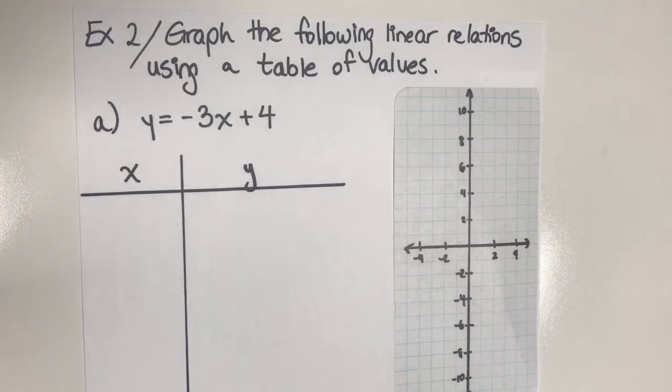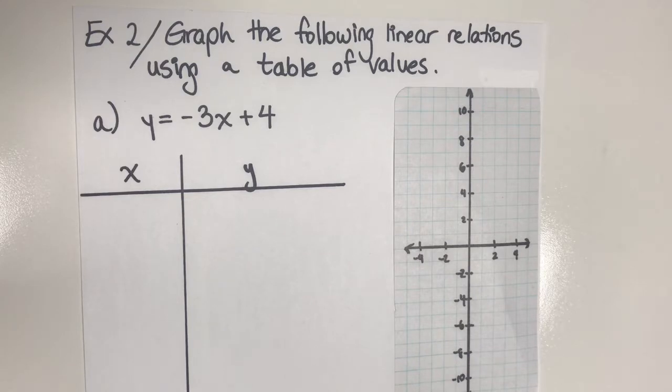All right, so we are being asked to graph the following linear relations using a table of values. So I left it blank so that I can show you how to come up with the numbers. Here my equation is y equals -3x plus 4. So we've done similar questions before. This is more of a review to remind you.